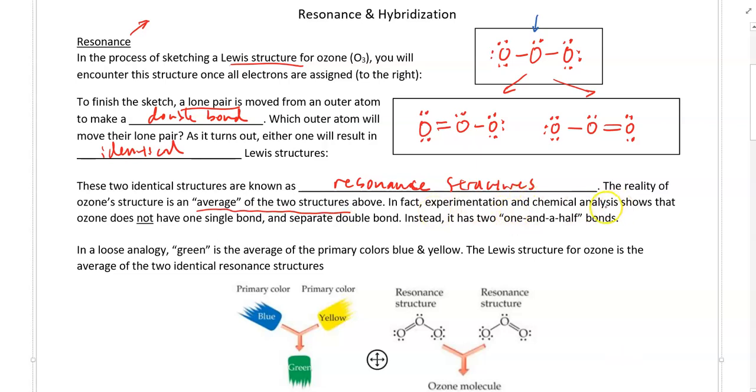With chemical analysis, there's not really a single bond right there, and you don't have an actual separate, distinct double bond. On the drawings we might see that, but that's because we as humans try to represent reality on paper sometimes, and they don't always connect one for one. In this case, it turns out it has two bonds of about 1.5. So it's like these two blend together.